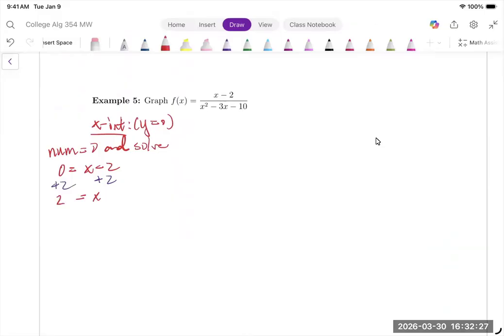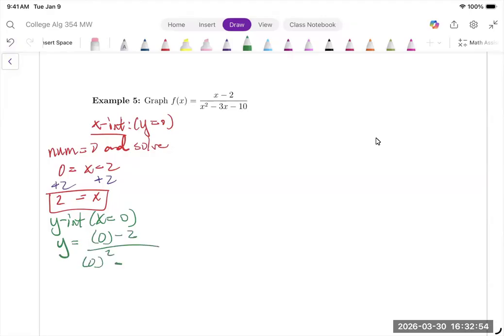X equals 2. All right, so x-intercept done. Y-intercept. That's where x equals 0 forever and always. So we have x equals 0. Y equals 0 minus 2 over 0 squared minus 3 times 0 minus 10, which is just -2 over -10, which is a positive 1/5. Okay, so y is 1/5. There we go.